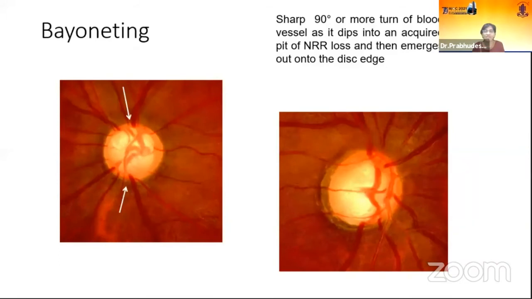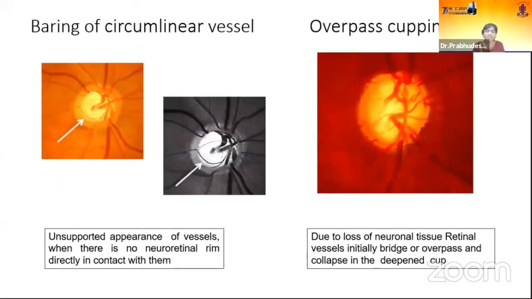Bayonetting is a sign where the vessels suddenly change the direction when they come over the cup margin, and this is because of the loss of neuronal tissue in that particular sector. So baring of circumlinear vessel is again because of the loss of neuronal tissue, and overpass cupping is where the vessels initially bridge over the cup and suddenly appear to collapse in the cup.